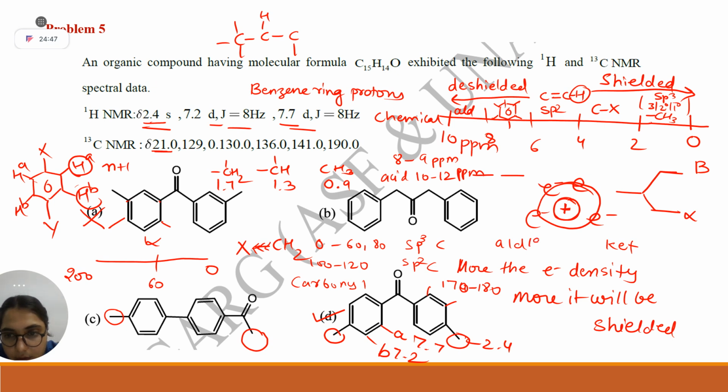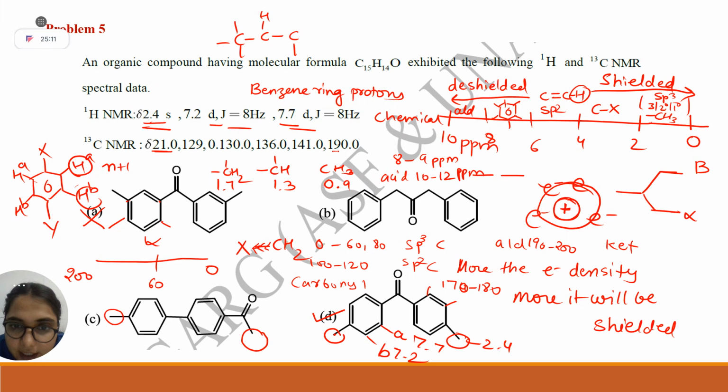150 to 200, ma'am. 190 to 200. Basically, it depends what type of groups are attached to your aldehyde, right? Okay, no issue, ma'am. Now tell me, this is your sp3 carbon, yes or no? This one. So this is having which chemical shift? 21.